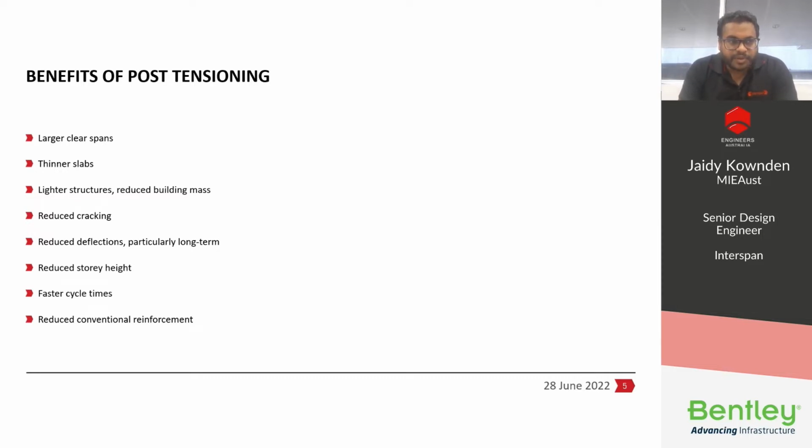There is also, we can reduce deflection, particularly in the long term, by using the post-tensioning forces. We also have a reduced story height. A post-tension slab will be 80% of the depth of a reinforced concrete slab where the spans are the same. The reduced section allows the overall building height to be reduced, or alternatively, additional floors may be added within the original building envelope.